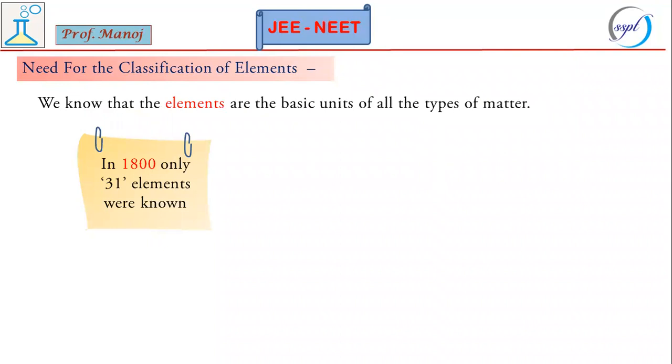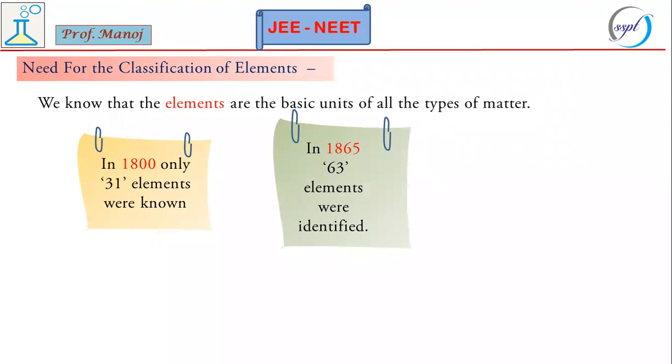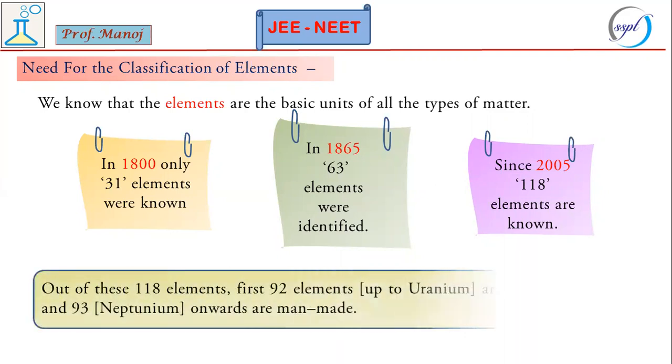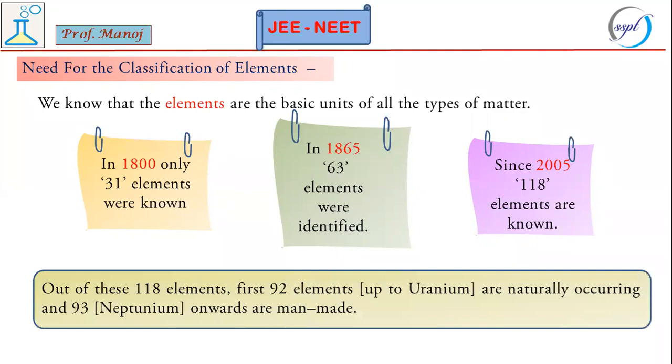But as time progressed, science progressed, next 60, 70 years, the element number became almost double. And by 2005, the entire periodic table was known. All 118 elements were known. Some of them were synthetic elements. Majority of them were naturally occurring elements. So out of 118, first 92 elements up to uranium, they are found in nature. While 93, neptunium onwards, all are man-made elements. These elements are also called trans-uranium elements. After uranium, trans-uranium.